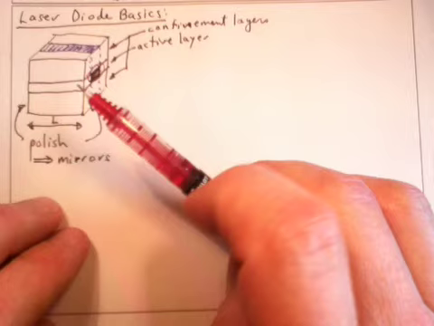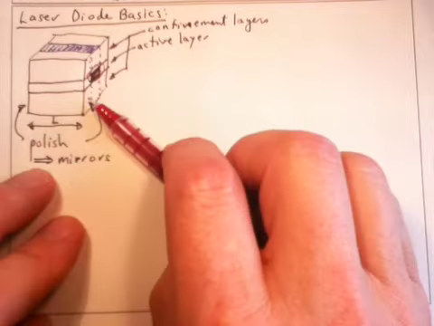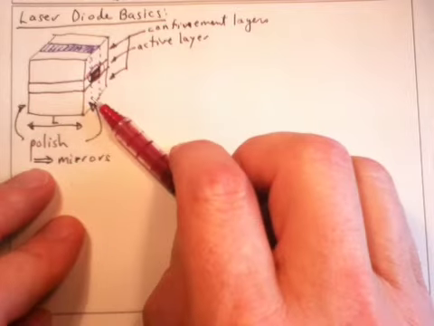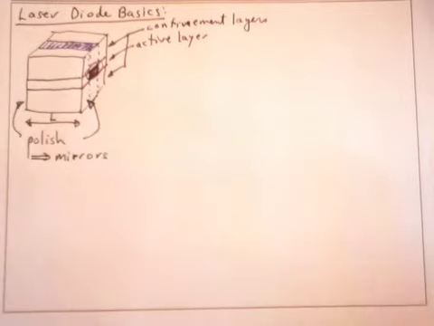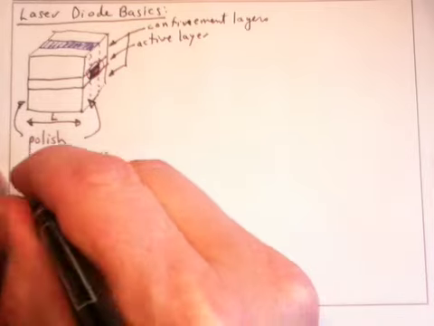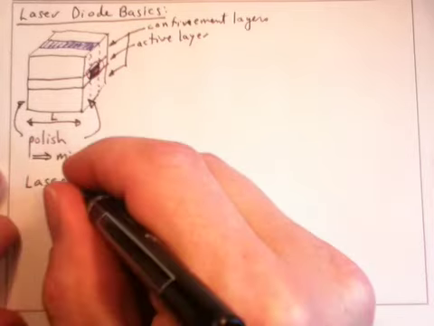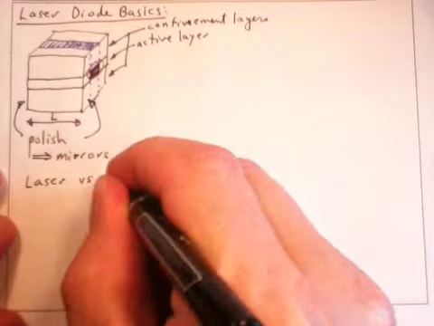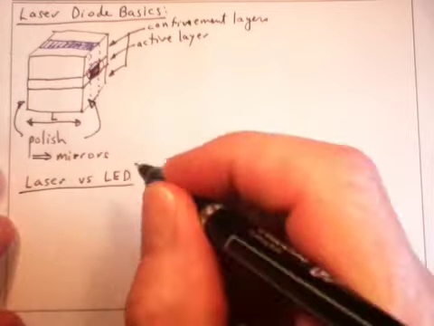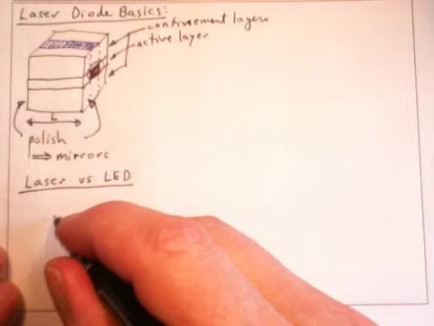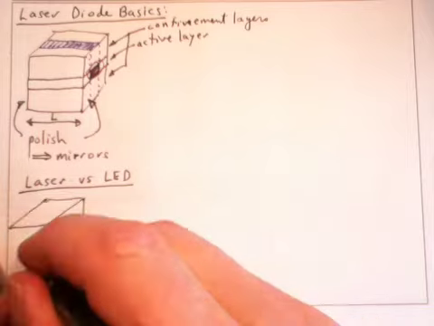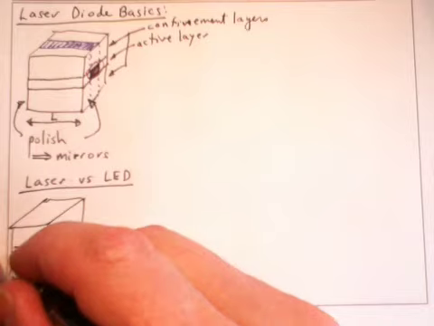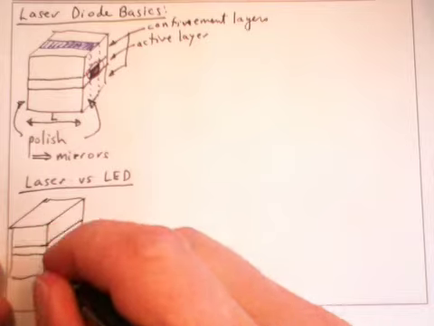That's basically how laser diodes are constructed. In fact, without the mirrors, we have the same basic construction for LEDs. There's an important difference between lasers and LEDs, and I'll draw the two cases here quickly. Well, let's do the case of an LED.